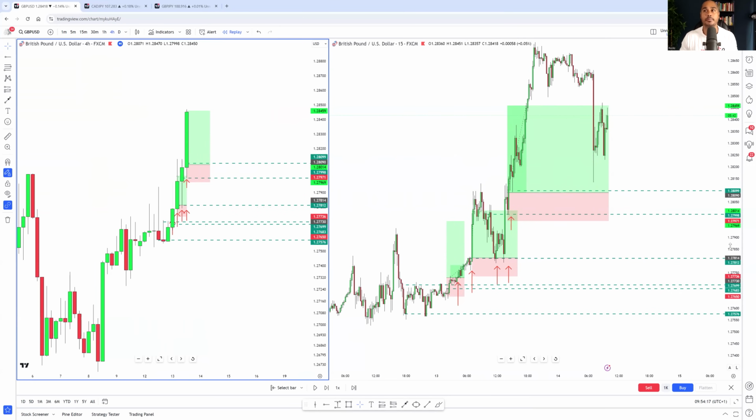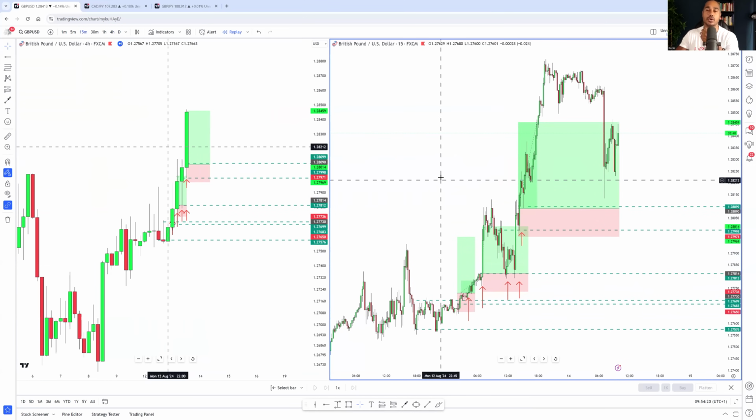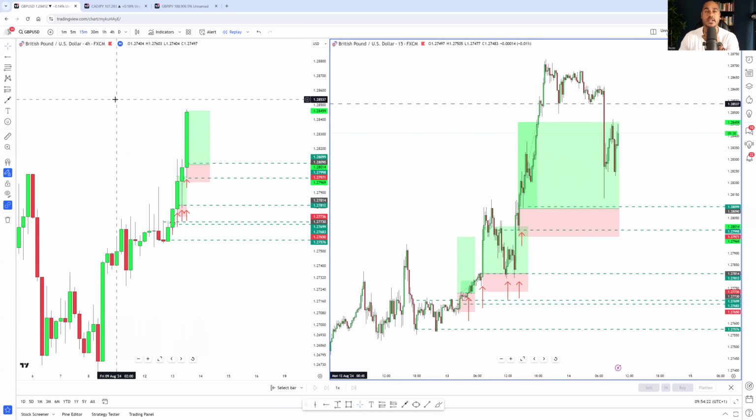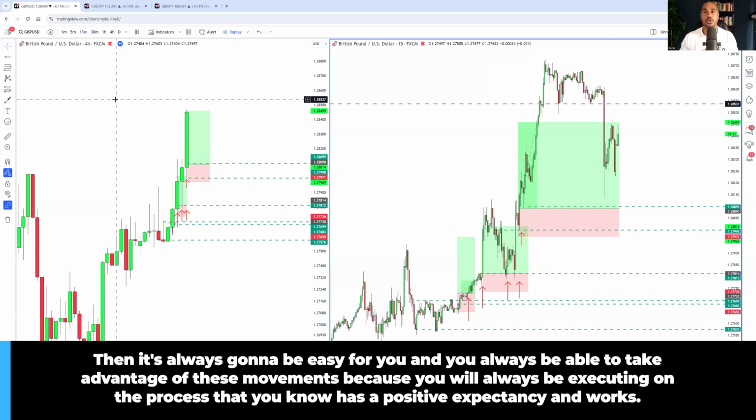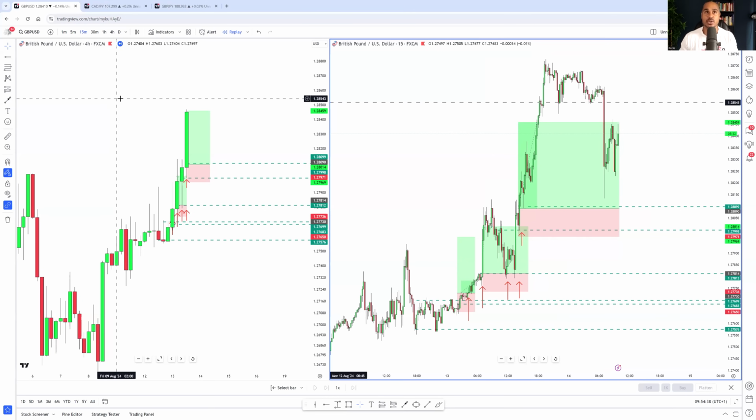It doesn't matter. Now, you might say, oh, again, Rox, this has played out. It's easy to say when it's done. No, guys, it's not. If you hold on to the belief, then it's always going to be easy for you. And you will always be able to take advantage of these movements because you will always be executing on the process that you know has a positive expectancy and works. It's only when you become confused and you lack the belief that you start to jump around and get confused.